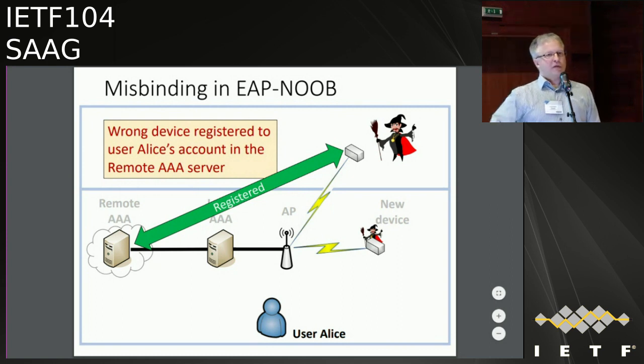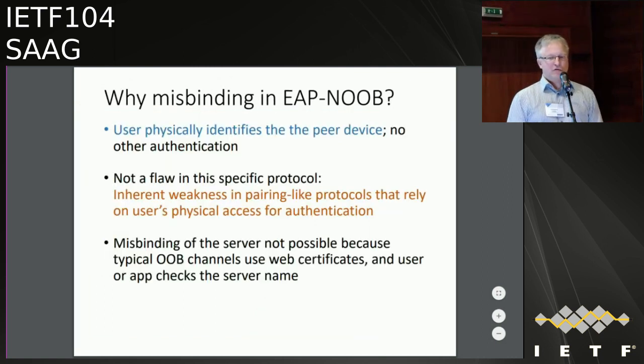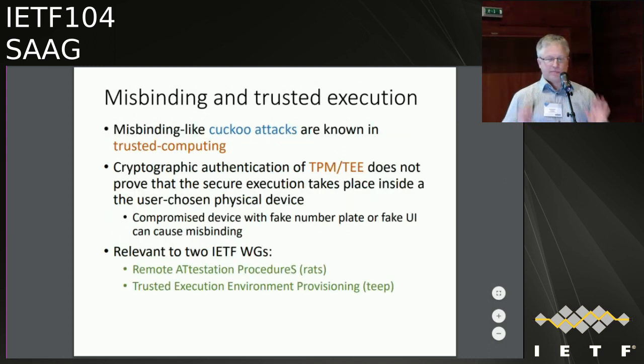So why is EAP-Noob vulnerable to this attack? Again, it's a question of the user physically identifying the peer device and there's no other authentication. So it's not a flaw in the subtle details of the protocol design, a missing field. It is an inherent weakness in peering protocols that rely on physical access for authentication. This same kind of weakness would appear in any other device bootstrapping protocol, registration protocol. For example, DPP, when Wi-Fi gets it, it will be vulnerable to the same attack.